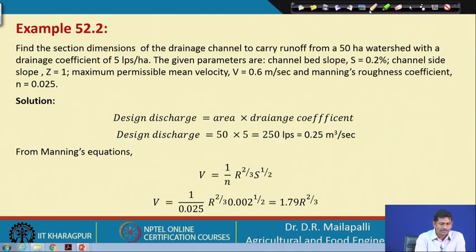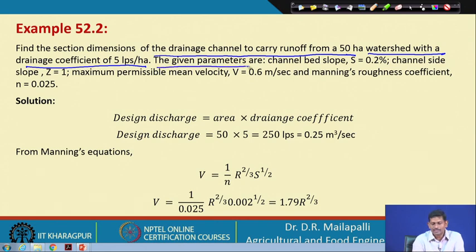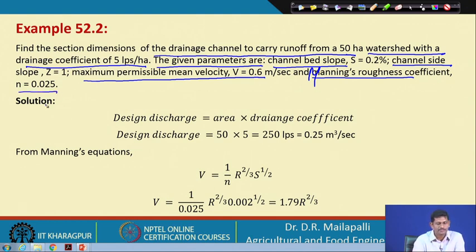So, now another example. Find the section dimensions of the drainage channel to carry runoff of a 50 hectare watershed with a drainage coefficient of 5 liter per second per hectare. So, each 1 hectare of land will lead to 5 liter per second runoff. The given parameters are: channel bed slope is 0.2%, channel side slope z equal to 1, maximum permissible velocity 0.6 meter per second, and Manning's roughness coefficient n equals 0.025. So, the design discharge is area into drainage coefficient.